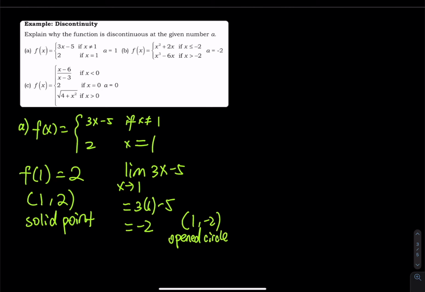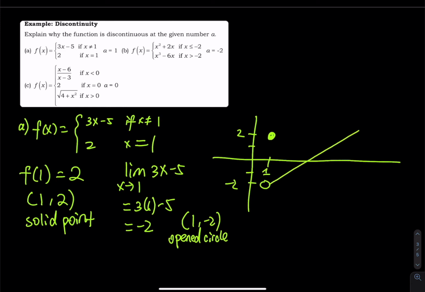So can we get the graph really quick? Yep. So when x is equal to 1, we have a point at (1, 2). So this is a solid point. And then when x approaches 1 from either side, we have negative 2. So negative 2 is like right here. It's an open circle. Since 3x minus 5 is a straight line with an increasing slope, the line will just look like this.